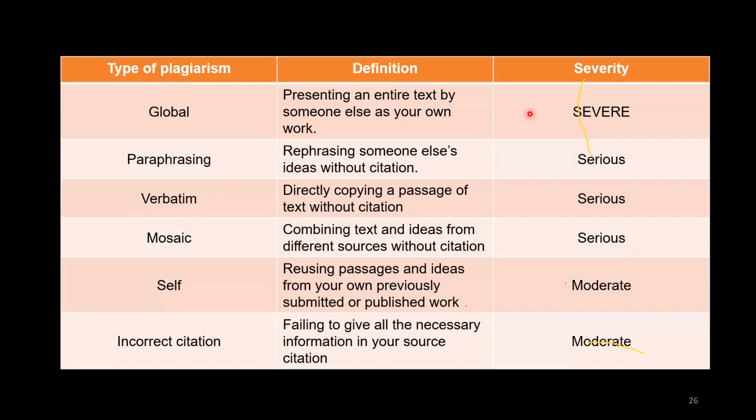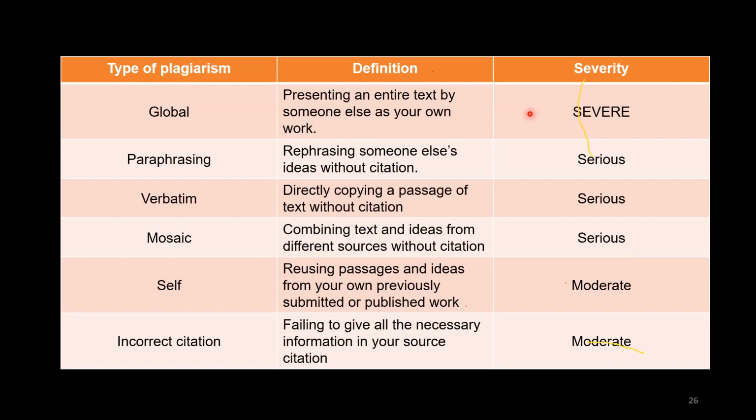Rephrasing someone else's ideas without citation: suppose you are referring to someone's idea, what that author has explained, then you have to give the citation, the reference. If you are not giving any citation, that comes under paraphrasing, which is a serious one. Directly copying a passage of text without citation is verbatim, line by line copying.